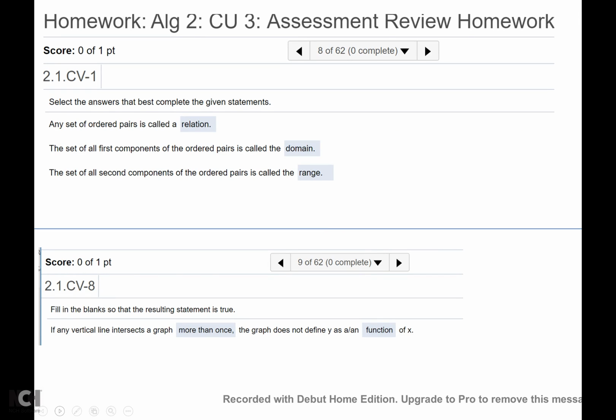Okay, select the answers that best complete the given statements. A set of ordered pairs is called a relation. The set of all first components is called the domain, and the set of all second components is called the range. Okay, in other words, the x's are the domain values, the y's are the range values.